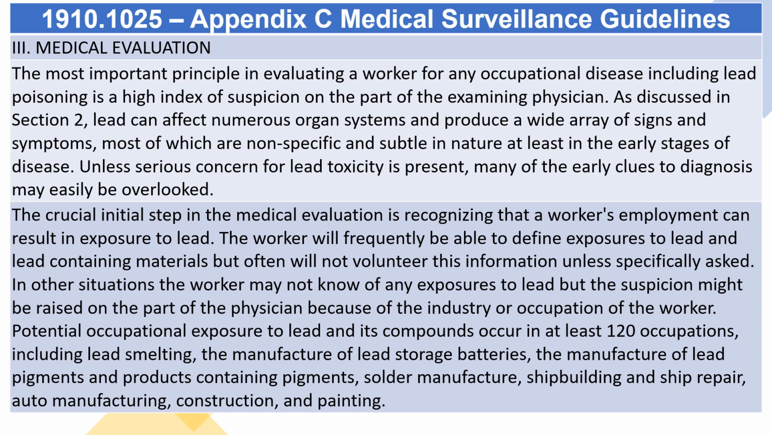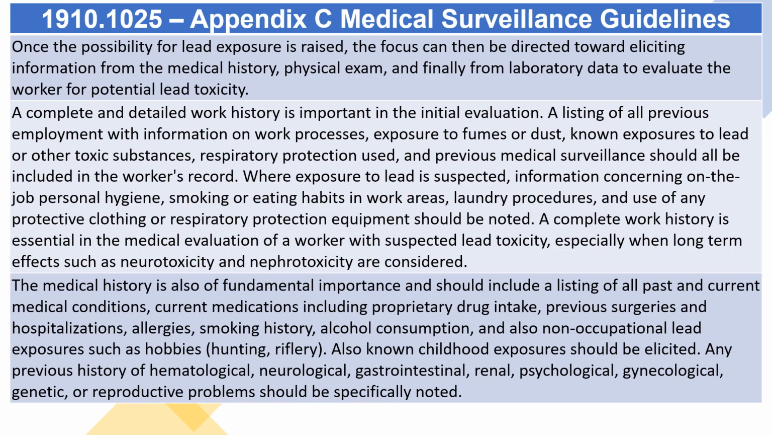In other situations, the worker may not know of any exposures to lead, but the suspicion might be raised on the part of the physician because of the industry or occupation of the worker. Potential occupational exposure to lead and its compounds occur in at least 120 occupations, including lead smelting, the manufacture of lead storage batteries, the manufacture of lead pigments and products containing pigments, solder manufacture, shipbuilding and ship repair, auto manufacturing, construction, and painting. Once the possibility for lead exposure is raised, the focus can then be directed toward eliciting information from the medical history, physical exam, and finally from laboratory data to evaluate the worker for potential lead toxicity.